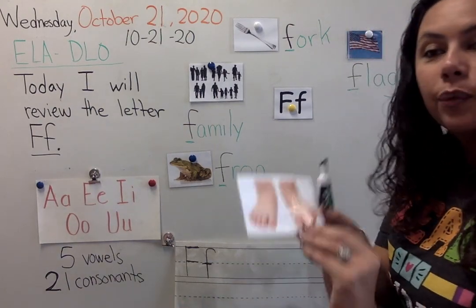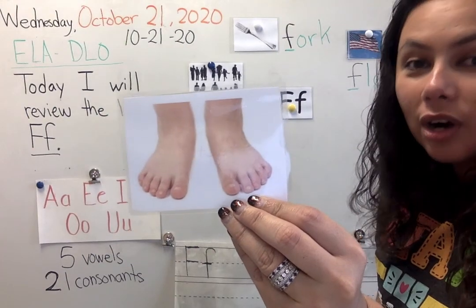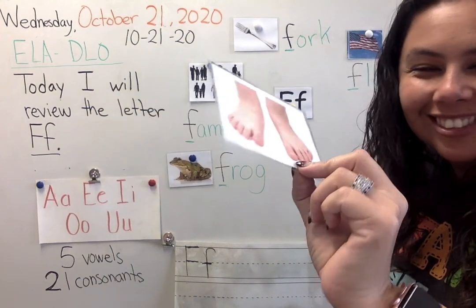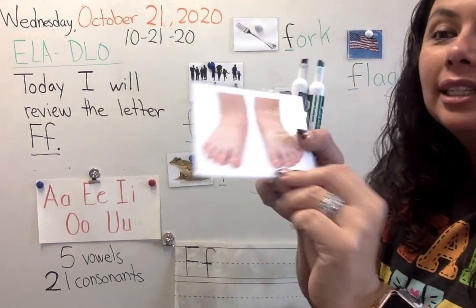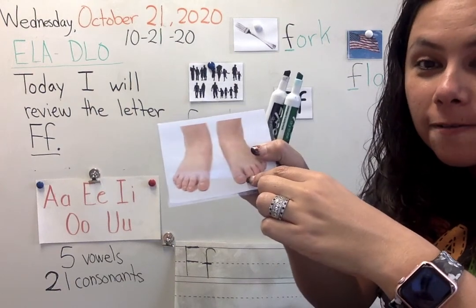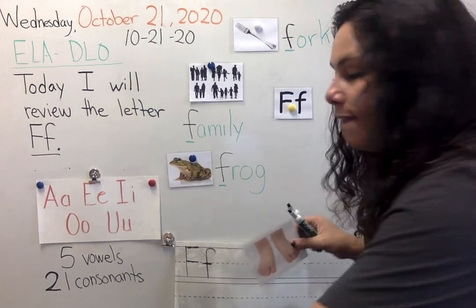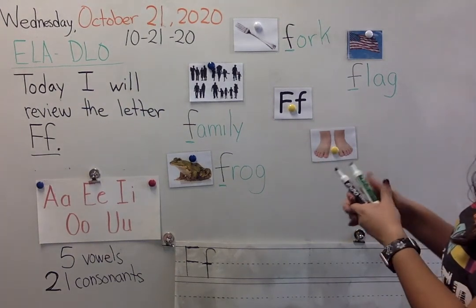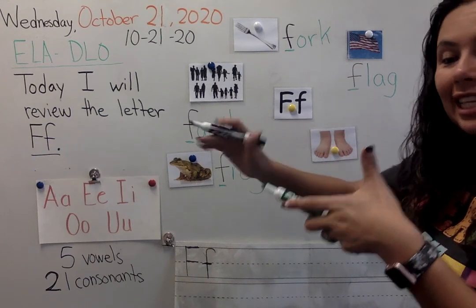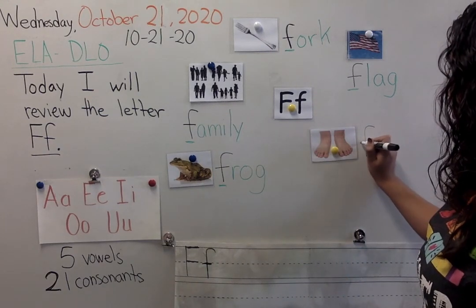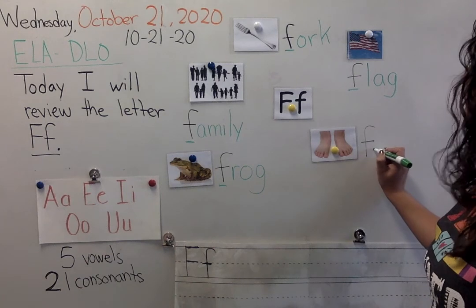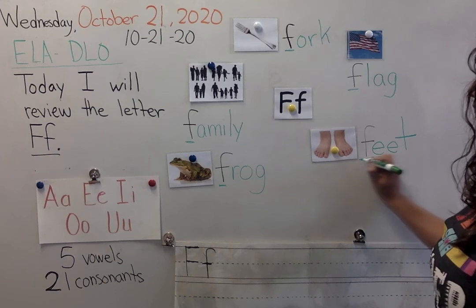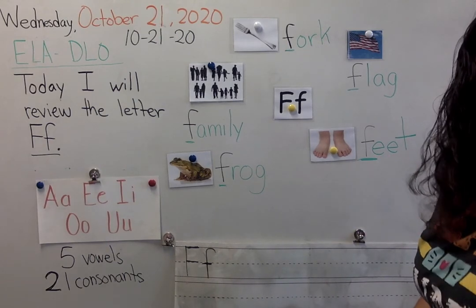So here we have another one, and this is our toes. Is it our toes? Well, they're on there, but these are called what? Our feet, feet, feet. So I'm going to put them right here. Feet. And they make the very first sound, f. Feet.